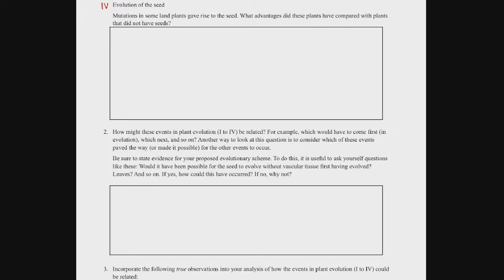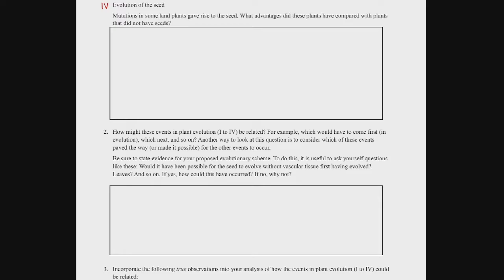All right, mutations in some land plants gave rise to the seed. What advantages did these plants have compared with plants that did not have seeds? And I know that this is a lot. Plants can be very confusing, especially when we're dealing with evolution. Things can move fast, so do bear with me here. This is going to have a lot of vocabulary, but I will try to explain all of it so as to not confuse you.